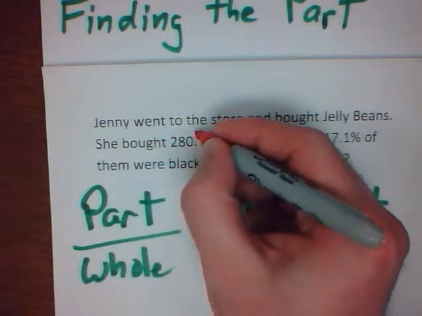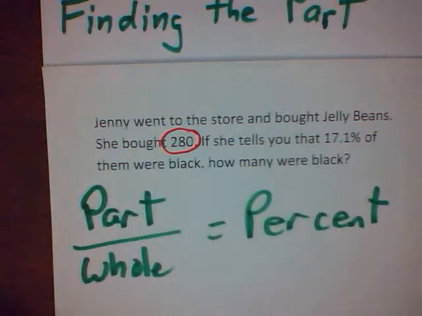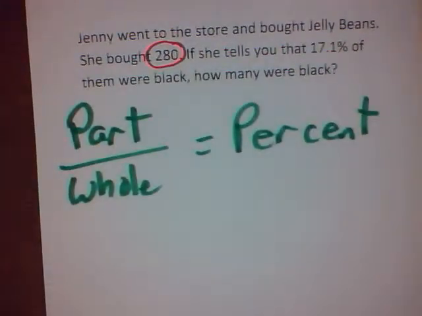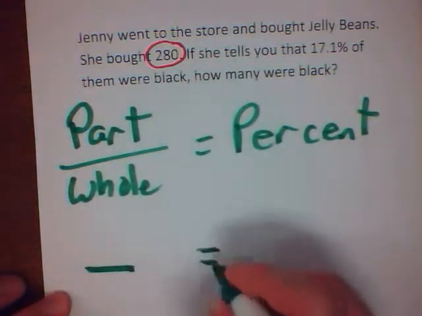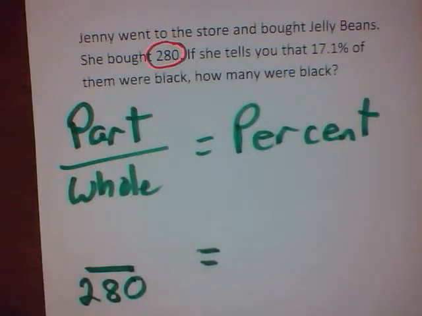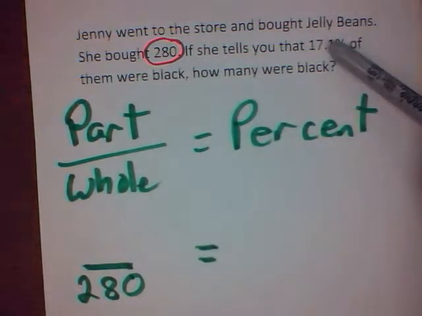She bought 280. Is this all of them or some of them? Is this the whole amount or part of the amount? Well, this is the whole amount. So I can start filling in some elements of this relationship. We know that the whole amount is 280, okay? She tells you that 17.1% of them are black. Well, 17.1%, that's obviously the percent.